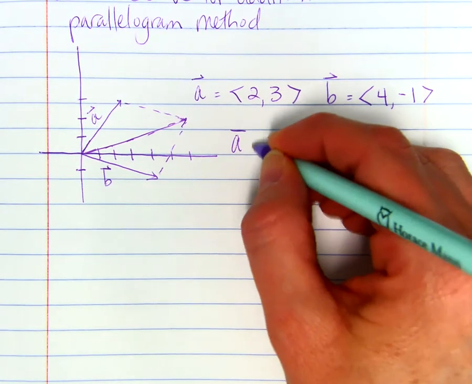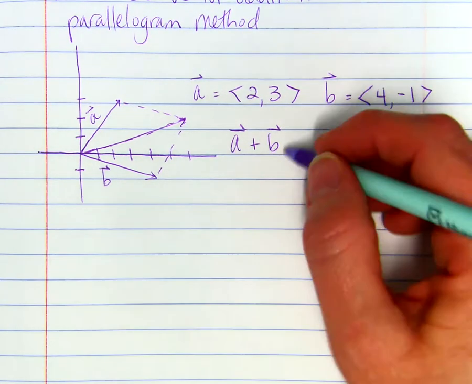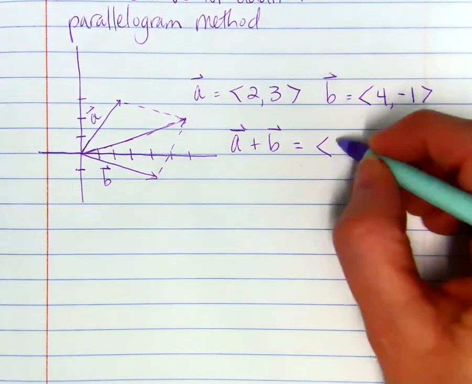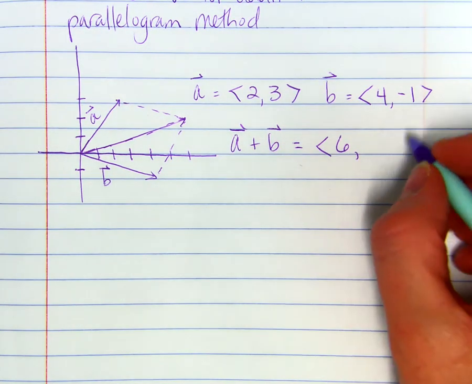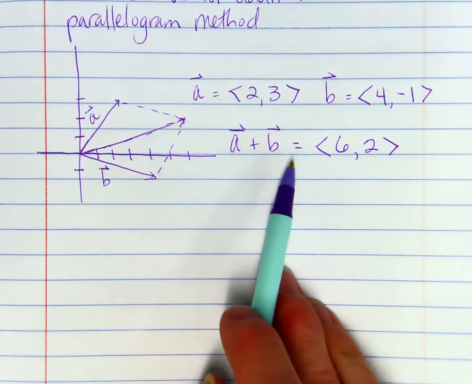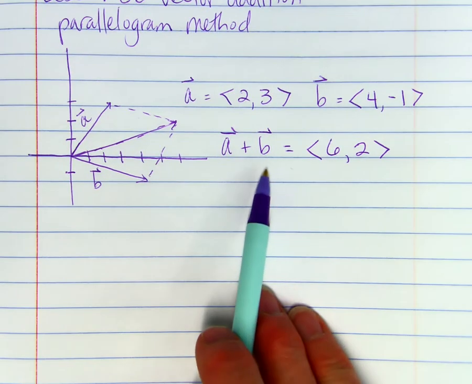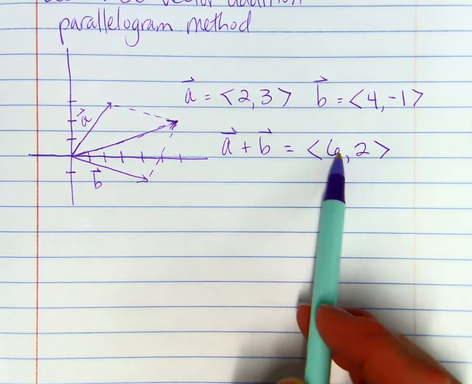So it's just like bisecting kind of? It's bisecting. Yeah. And it will be 6, 2. That's the parallelogram method. And you can check your work by just adding them together.